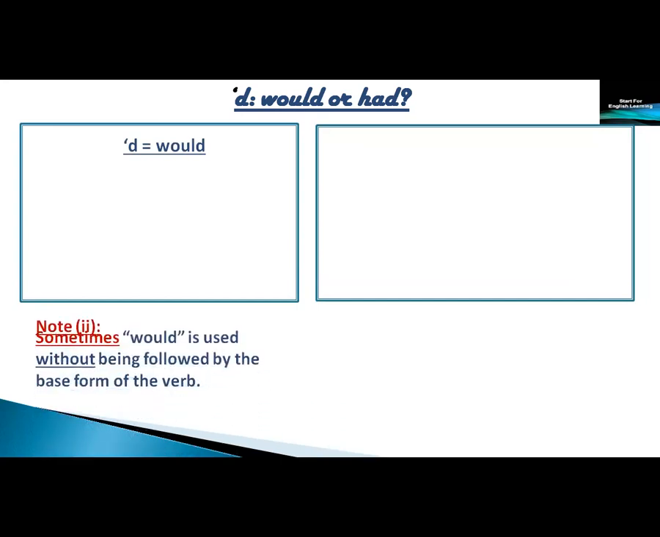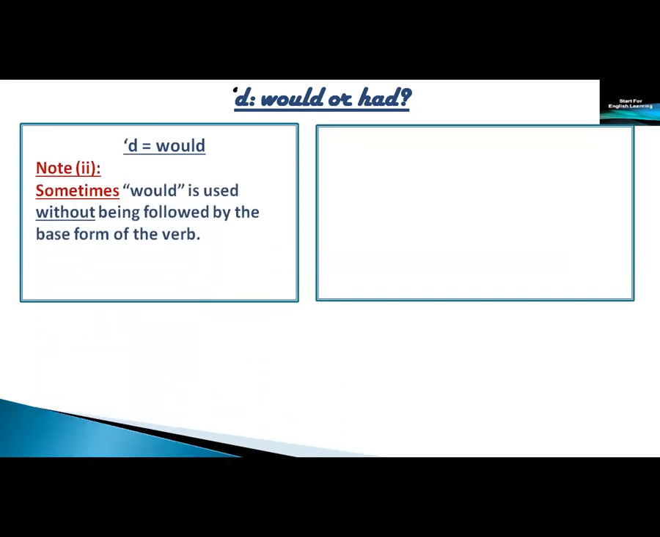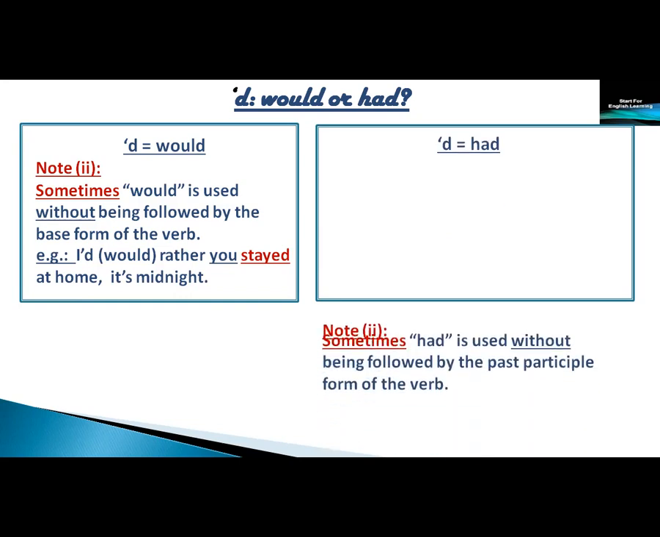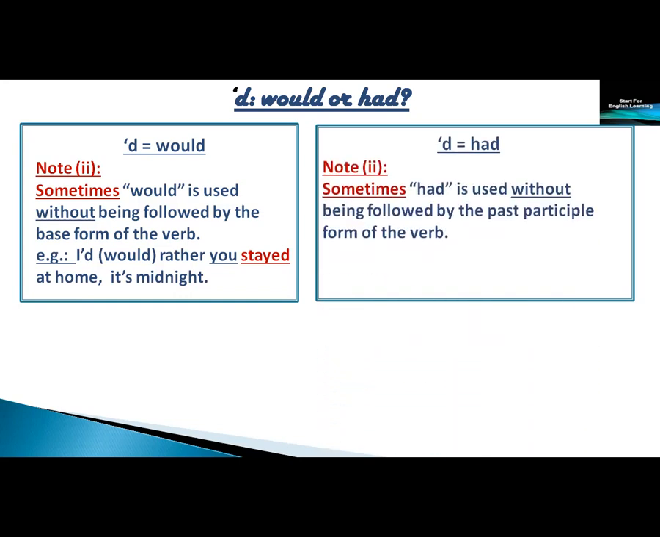Would. Note 2. Sometimes would is used without being followed by the base form of the verb. Example: I'd rather you stayed at home. It's midnight. Had. Note 2. Sometimes had is used without being followed by the past participle form of the verb. Example: you'd better be on time.